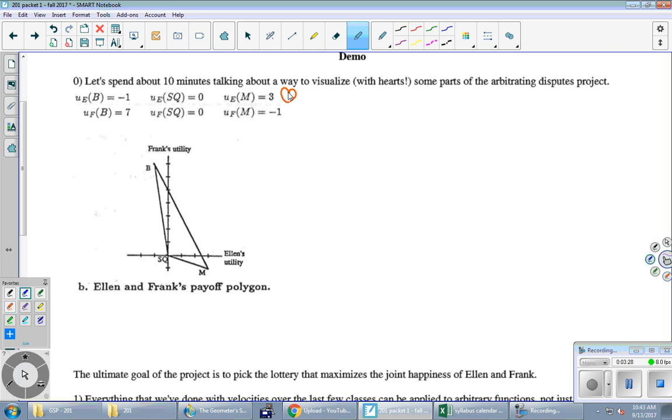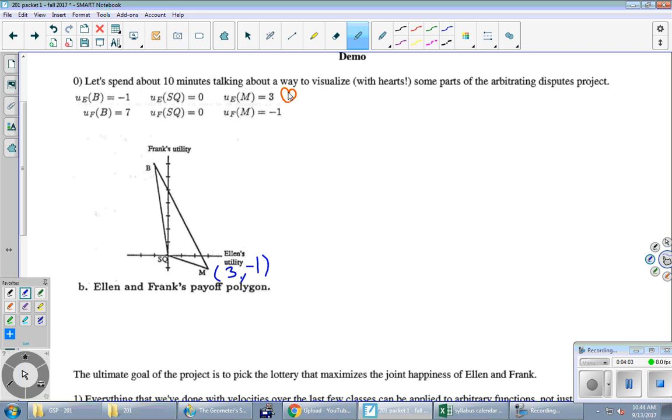Let's just take a look at this point over here, M. The coordinates of this point are 3 and -1. That point represents the mountain. Ellen is always the x-axis and Frank is always the y-axis. So if you go to the mountain, Ellen will have 3 hearts worth of happiness, and Frank, who's the y value, will have -1 heart worth of happiness. That point is not an Ellen point, and it is not a Frank point. It is a mountain point. Ellen is just the x coordinate, always, and Frank is just the y coordinate, always.